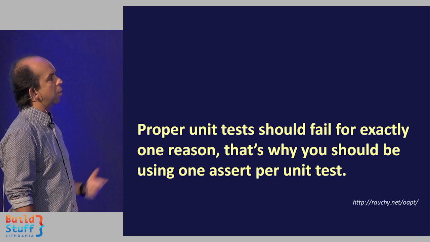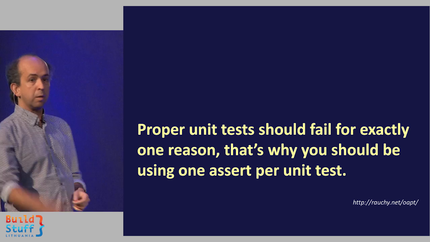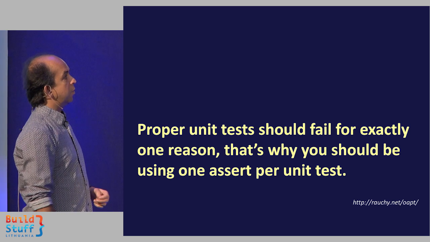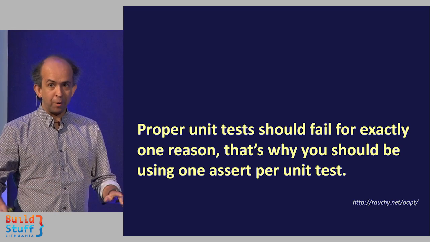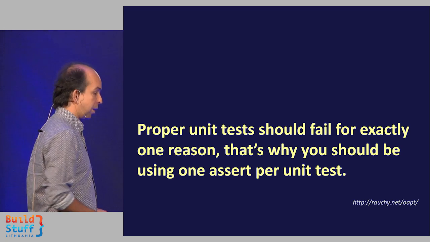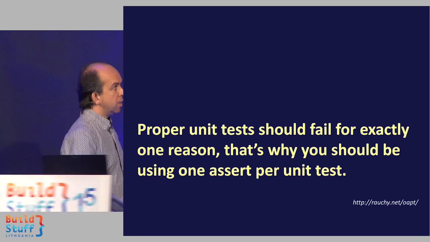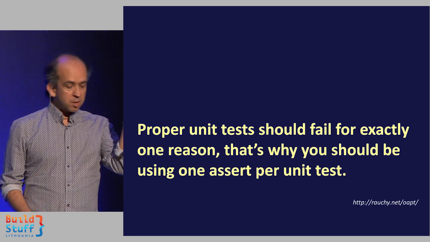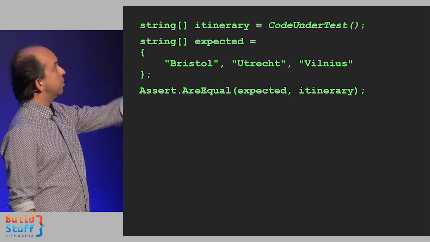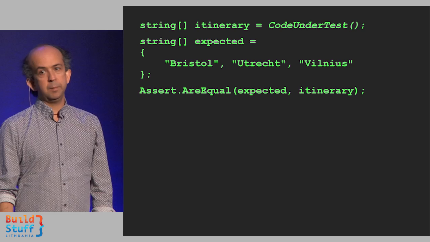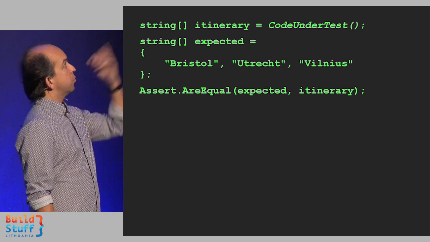Somebody else noted, proper unit tests should fail for exactly 1 reason. Yes. That's why you should be using 1 assert per unit test. No, that is wrong. And it's fundamentally wrong, and we can demonstrate exactly why this is the case. Just imagine we've got some code to test. Here's my travel itinerary for the week. I started in Bristol, I went to Utrecht, and I ended up in Vilnius, okay? And this is what I'm expecting.